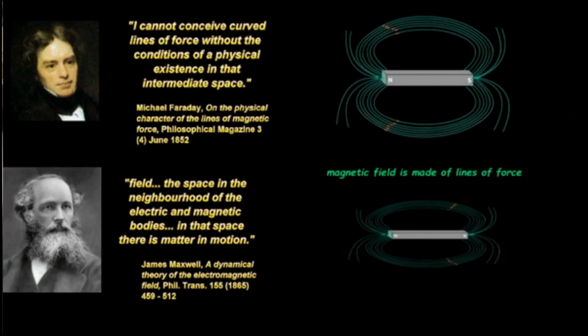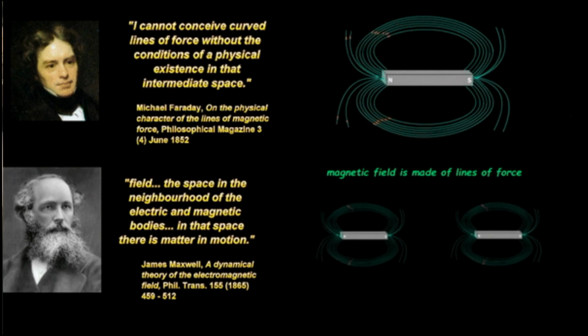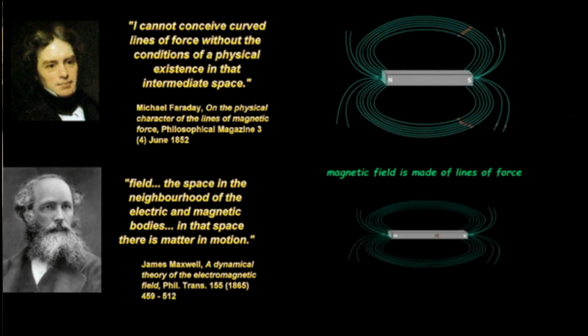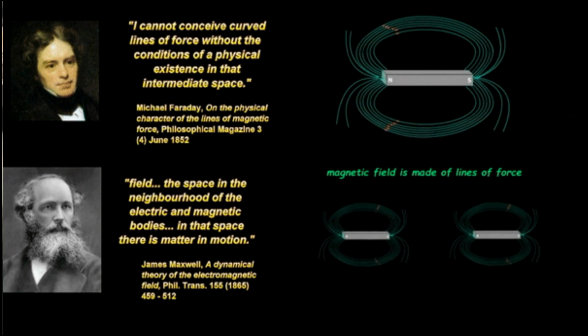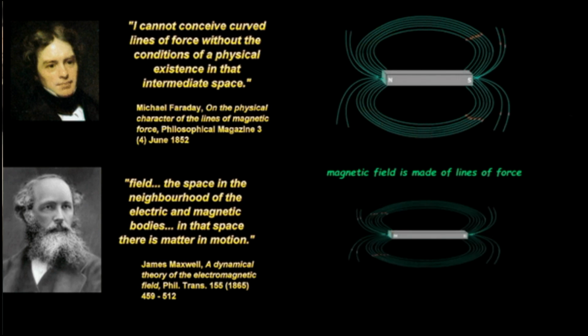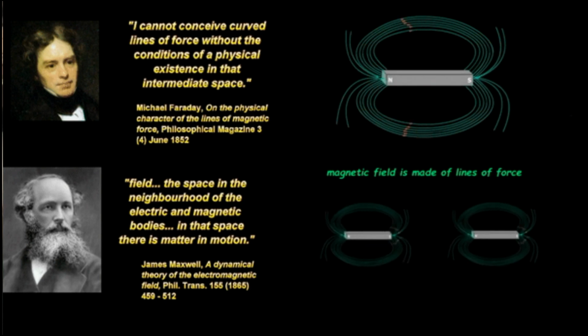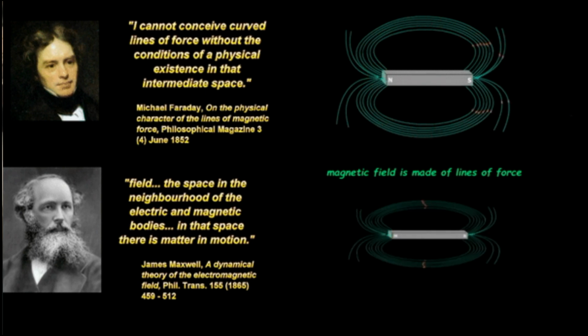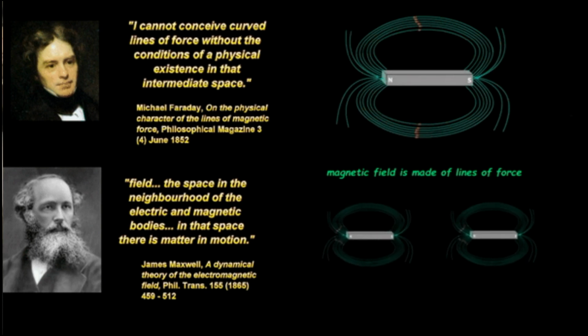Okay, let's go to Mr. Faraday and Maxwell. They should know a little better. They did a lot of study on this stuff, and what did Faraday have to say? He said, I cannot conceive of curved lines of force without the conditions of a physical existence in that, what? Intermediate space. Okay? The space is what is known as field. It's a space, it's a region. Region is a concept, not a thing. And he's saying the lines of force are what we have to identify. That's the physical object that's moving in there.